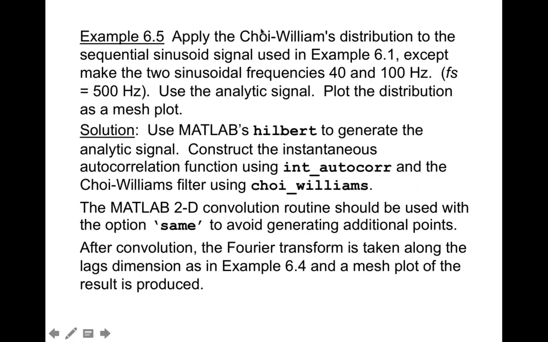So let's apply this distribution as an example to the sinusoidal signal used in example 6.1. But instead of 10 and 40, let's make it 40 and 100 hertz. We're going to use the analytic signal and plot the distribution as a mesh plot. So the first thing we'll do is use MATLAB's Hilbert to generate the analytic signal. We'll then construct an instantaneous autocorrelation, and then we'll filter that using Choi-Williams. And then we can do the Fourier transform after the convolution is done.